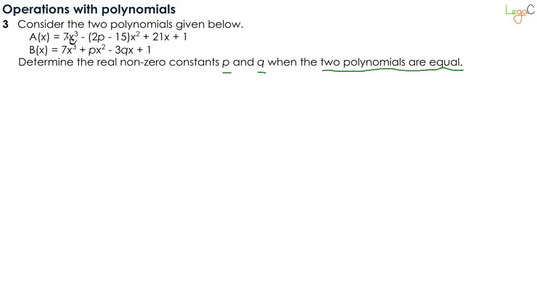We look at the coefficients of x cubed, 7 and 7, they are fine, so we don't have to worry about those ones. Now, the coefficient of x squared in polynomial A is negative, so again, remember to take the negative with you as well. So negative bracket 2p minus 15. So let's write this here, what we know.